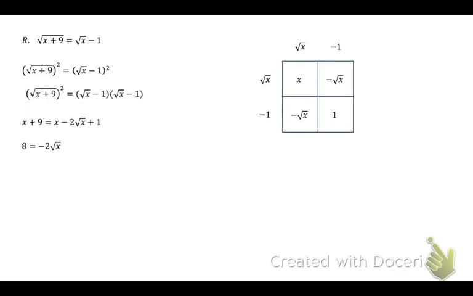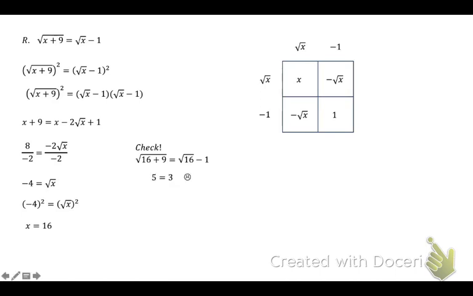Now I'm going to subtract that x, subtract the 1, so you get 8 equals negative 2 square roots of x. Divide that by negative 2, so you get negative 4 equals the square root of x. Square both sides, and you get x equals 16. Now we're going to plug that in to see if that's the right answer. And you get 5 equals 3, which means that that does not work. And remember, it's because we had that negative right there, that pesky little bugger. So 5 equals 3 doesn't work.